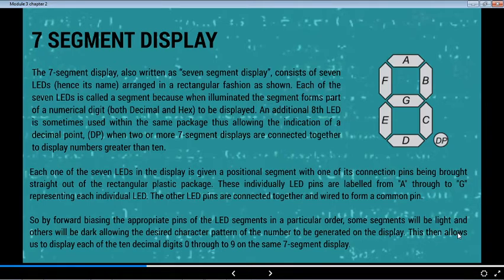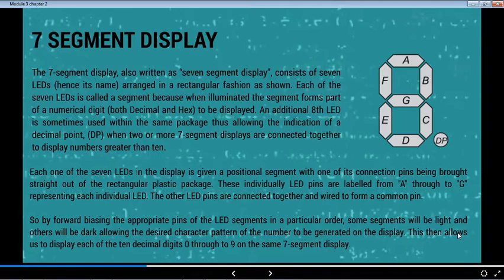Each one of the 7 LEDs in the display is given a positional segment, with one of its connection pins being brought straight out of the rectangular plastic package. These individual LED pins are labeled from A to G, representing each individual LED. The other LED pins are connected together and wired to form a common pin.